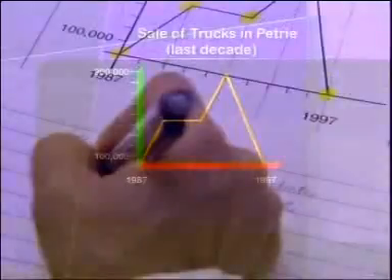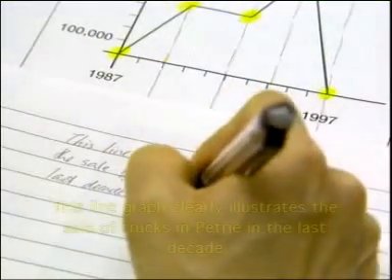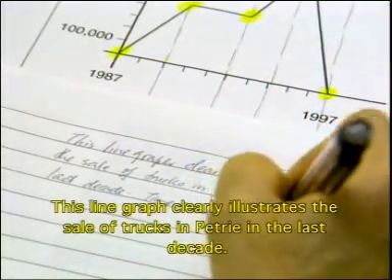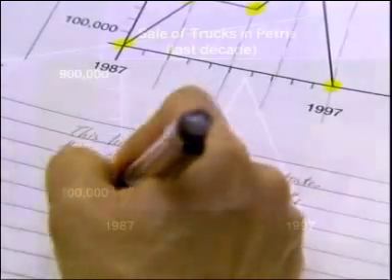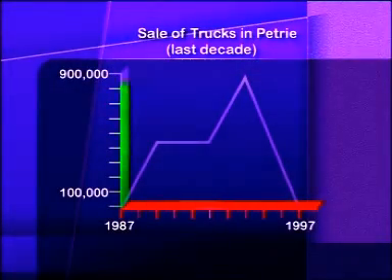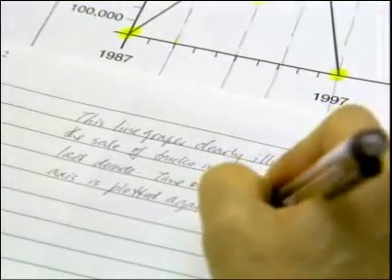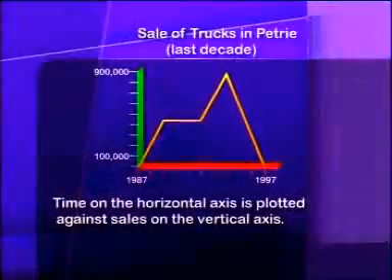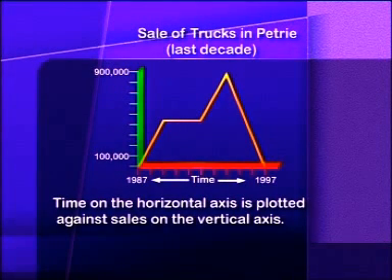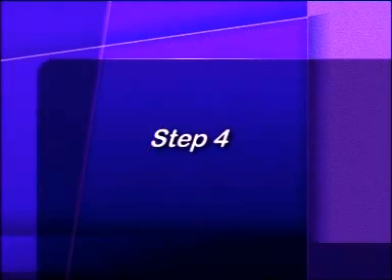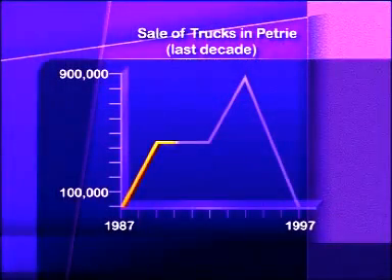Step 3. Now you're ready to write out your introduction. This may be done as follows. For graph 1, we could say, this line graph clearly illustrates the sale of trucks in Petrie in the last decade. The second sentence may refer to the horizontal axis and vertical axis. So in graph 1, your second sentence would read, time on the horizontal axis is plotted against sales on the vertical axis.